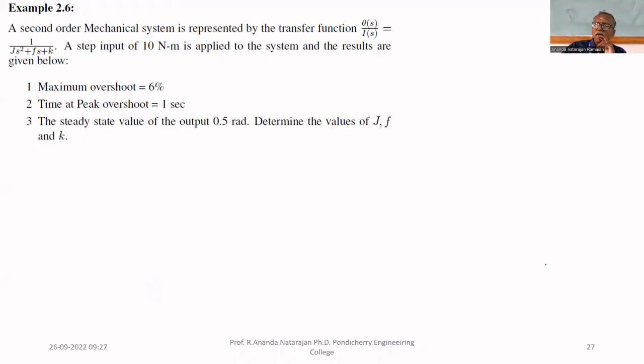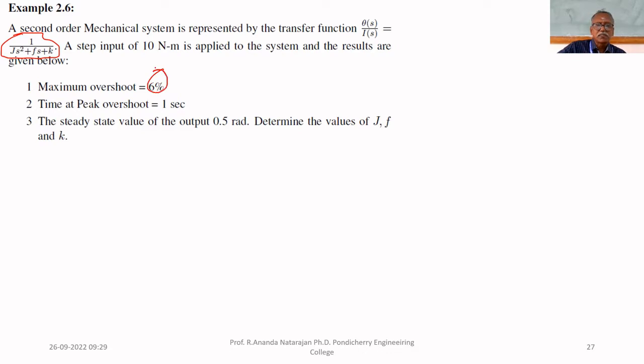A second order mechanical system is represented by the transfer function theta of s upon I of s equal to 1 upon J s square plus F s plus K. A step input of 10 Newton meter is applied to the system and the results are given below. The maximum overshoot is 6%.